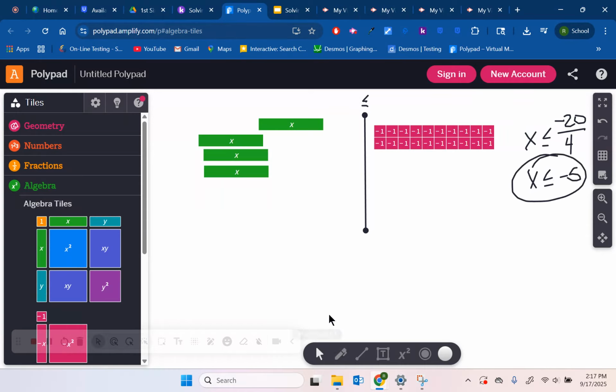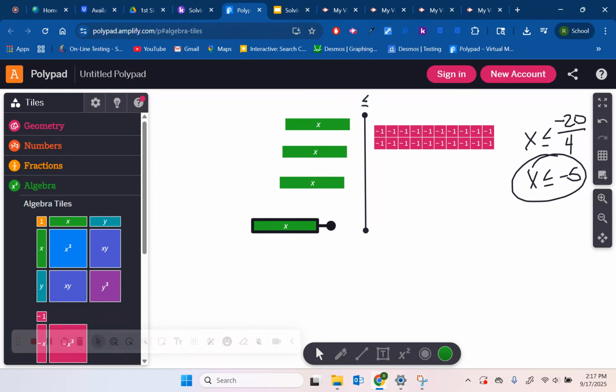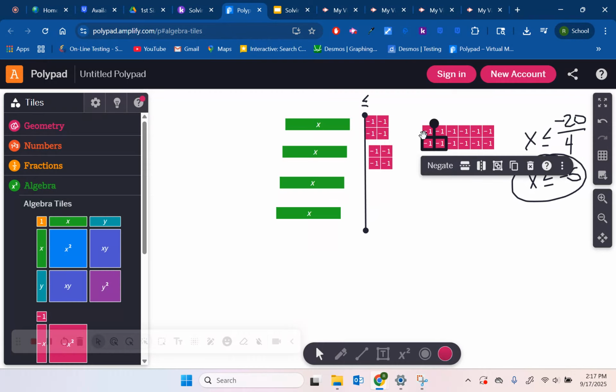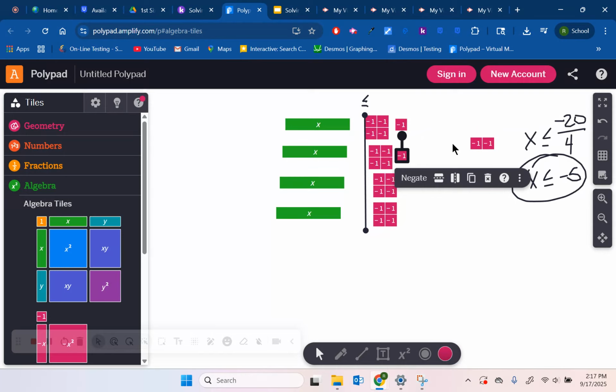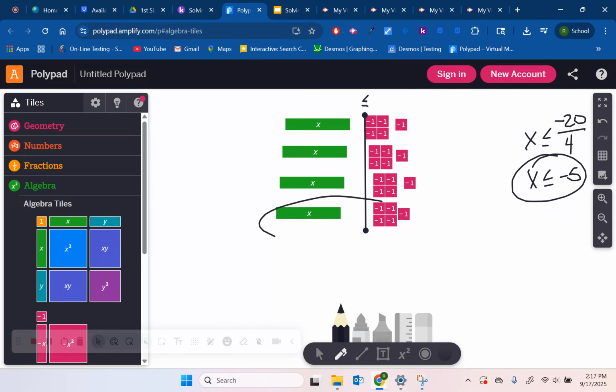But what does that look like with the tiles if we work it out? I'm going to spread these guys out and do a little bit of my 5th grade math, right? Hey, you get 4. You get 4. You get 4. Come on. You get 4. And then each one of you gets an extra 1. And each guy gets negative 5. So x is less than or equal to negative 5.